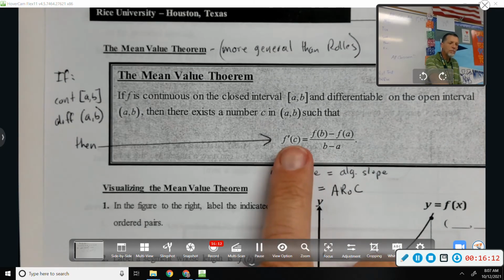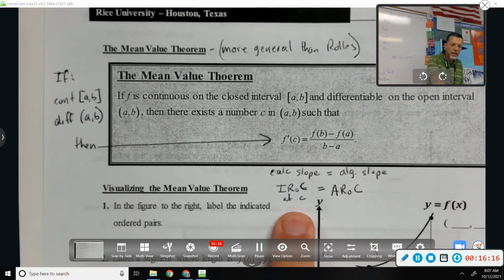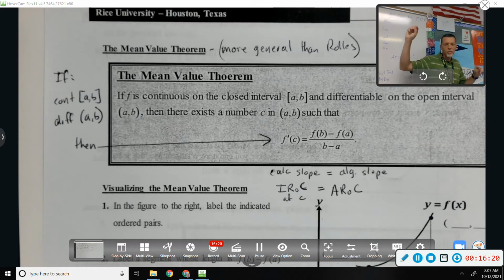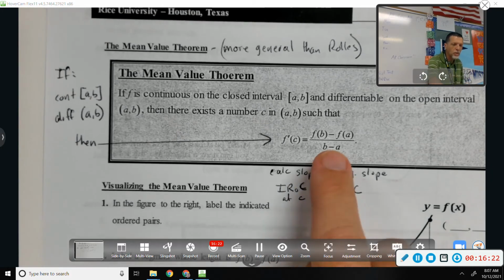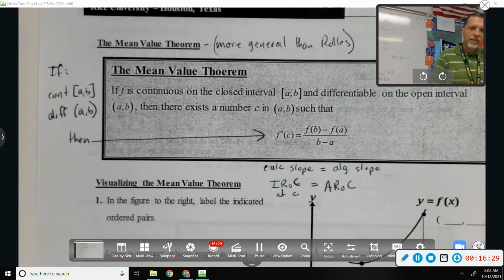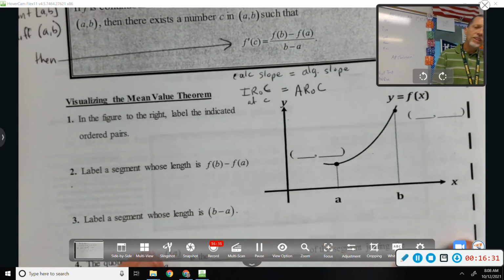So MVT means that the calculus slope somewhere at c equals the algebra slope. And the algebra slope is the overall slope, so from a to b is the algebra slope. Somewhere that equals the calculus slope. Let's see if we can make sense of this. Visualizing the MVT.